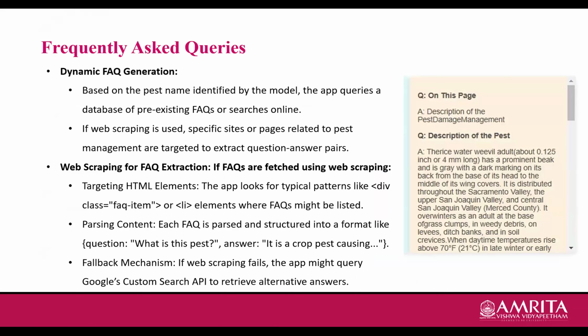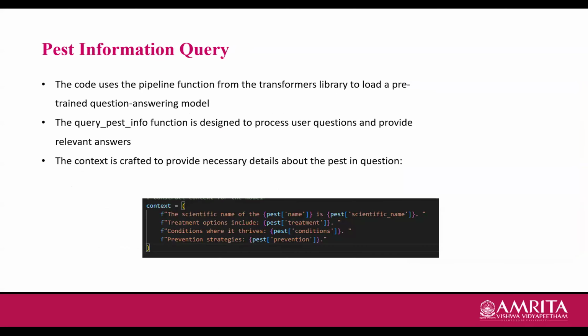Frequently asked questions. We have developed a separate FAQ system. It scrapes agriculture related websites, extracts questions and answers, and presents them in a user-friendly way. This helps the user explore more about pest behavior and management strategies, especially when new pests are detected. And this is the UI where we have displayed the frequently asked questions.